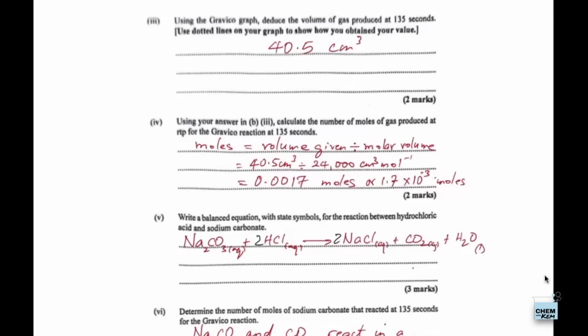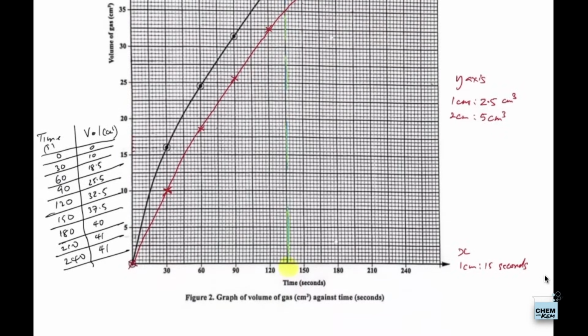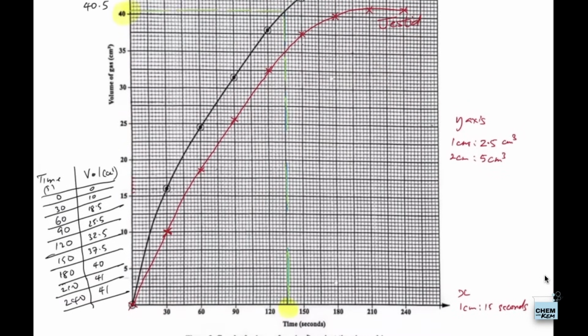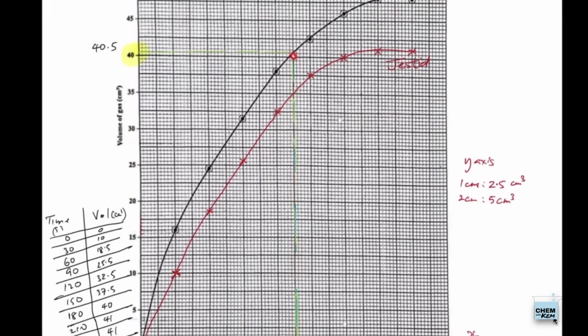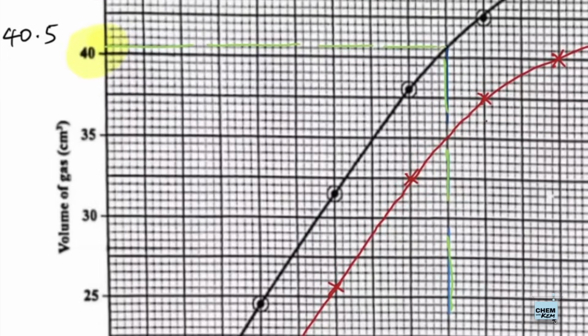So here we're to use the graph and decide the volume of gas produced at 135 seconds. We're to use dotted lines on our graph to show how we obtain this value. The value we got here was 40.5. So using the graph at 135, we'll find 135 on the x-axis and draw broken lines coming up with our ruler and see where it cuts the graph. It cuts it right here. So we draw broken lines coming across and we read off. This is 40.5.